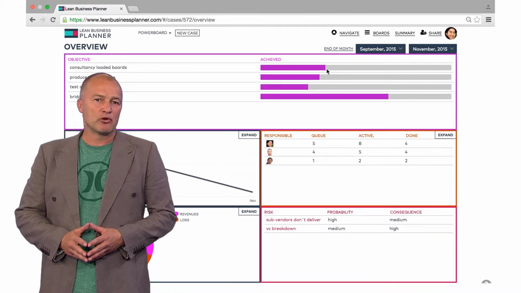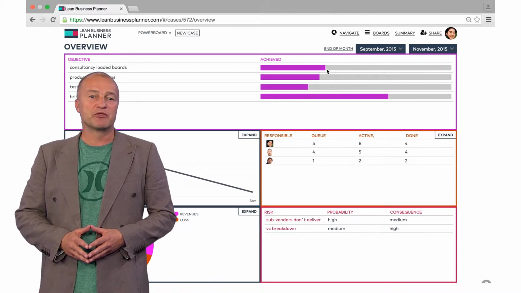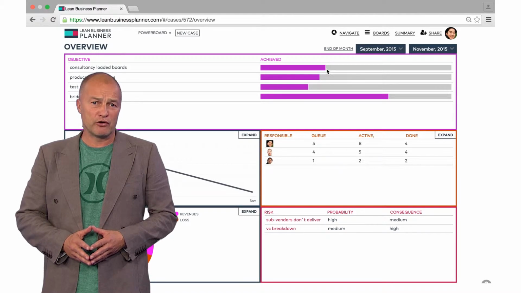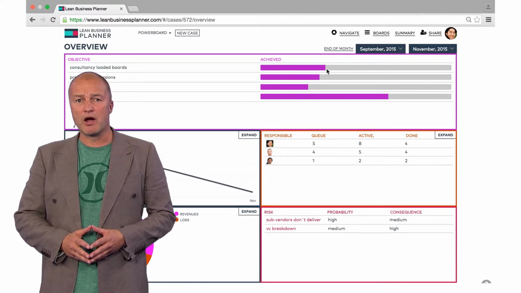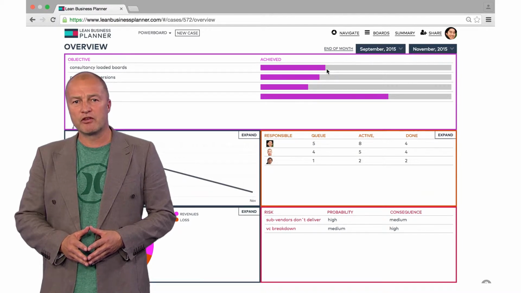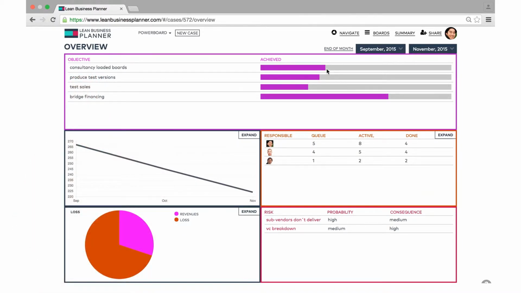Our friends in Powerboard have made it to the final week of September and are a third into the plan period. John, Mark and Christy have been working hard, and many of the objectives start to materialize. The consultancy job for loaded boards is 33% finished. The production of the test versions and the test sales a little bit less.